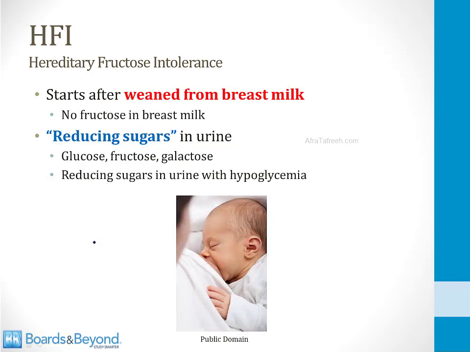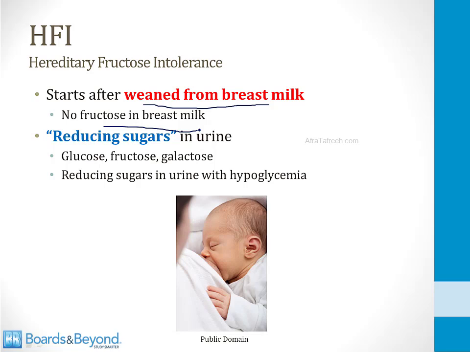So how are you going to distinguish this disorder from a glycogen storage disease? Well, first of all, fructose intolerance presents just after babies are weaned from breast milk. That's because there is no fructose in breast milk. So a classic presentation is hypoglycemia in a baby who was just transitioned from breastfeeding.